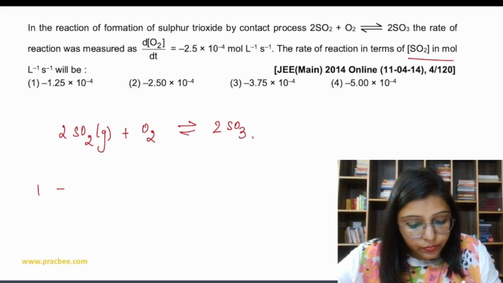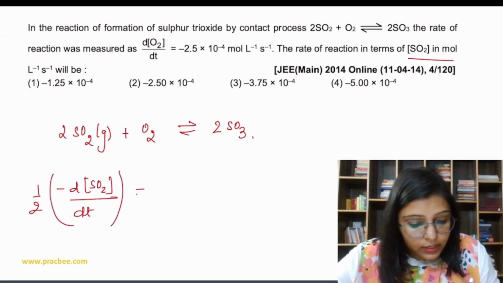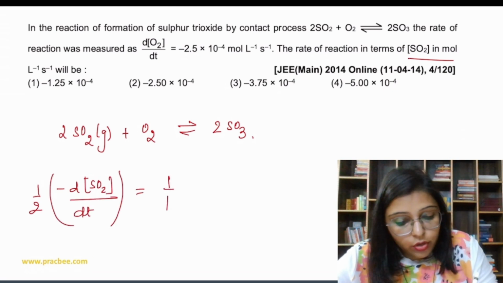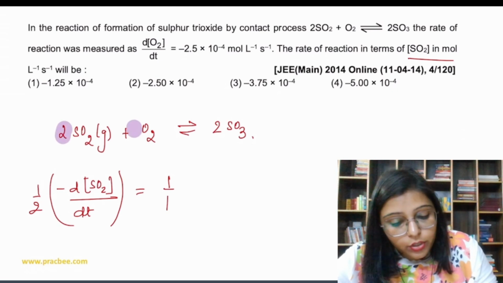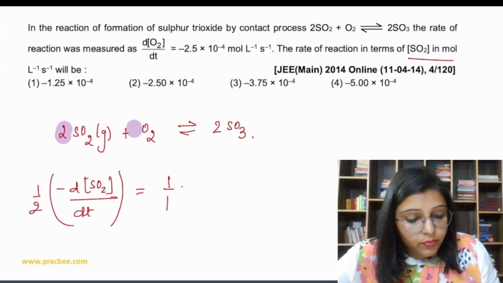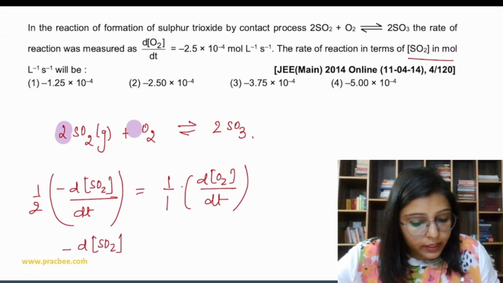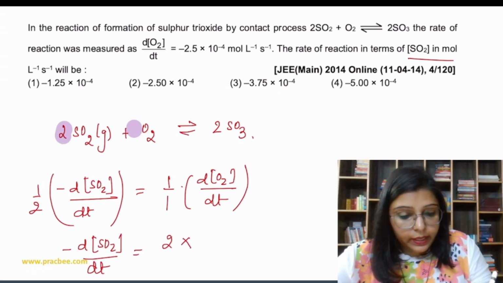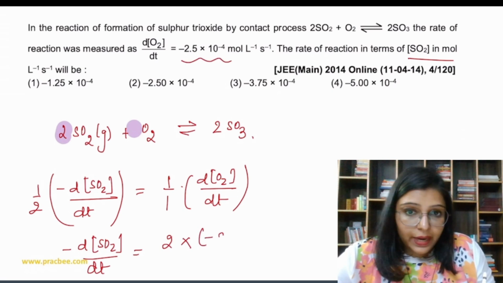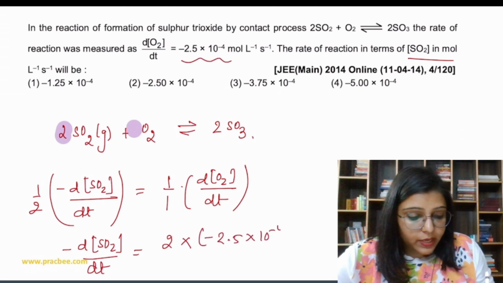half times minus d[SO2] by dt is equal to 1 by 1 d[O2] by dt, because the coefficient of oxygen is 1 and the coefficient of SO2 is 2. Now we have to find minus d[SO2] by dt, which is equal to 2 into dO2 by dt, and it is given as minus 2.5 into 10 to the power minus 4.